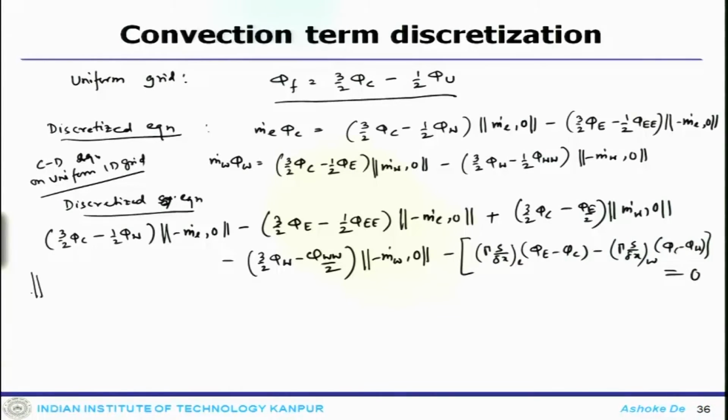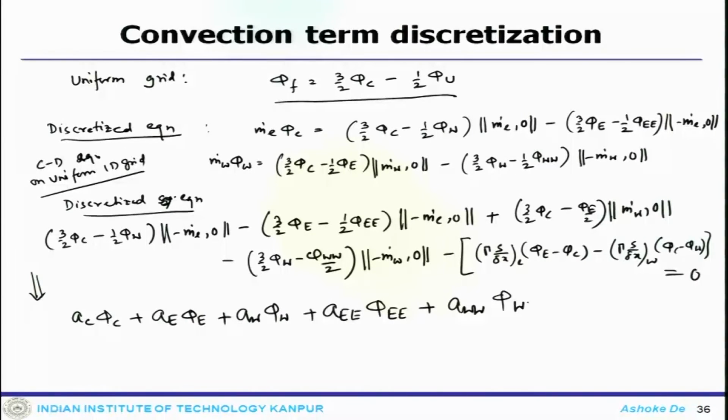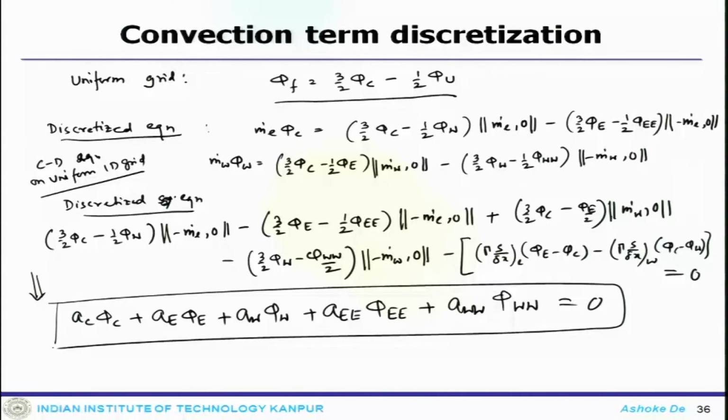So, this will lead to the discretized form like A C phi C plus A E phi E plus A W phi W plus A E E phi E E plus A W W phi W W equals 0, because there is no source term. So, the discretized equation will look like that. When we looked at the first order system, we had only this much. Now, because of the second order, you get 2 more points, one ahead and one downstream.